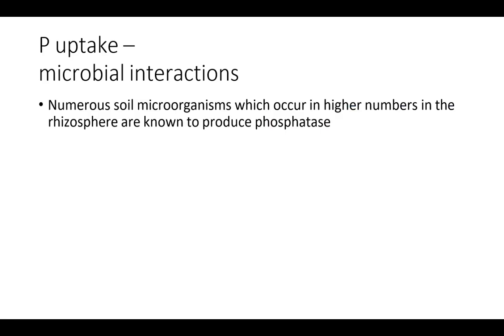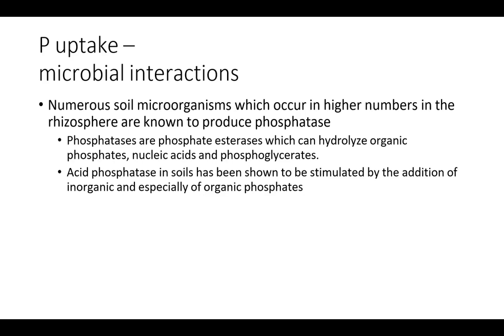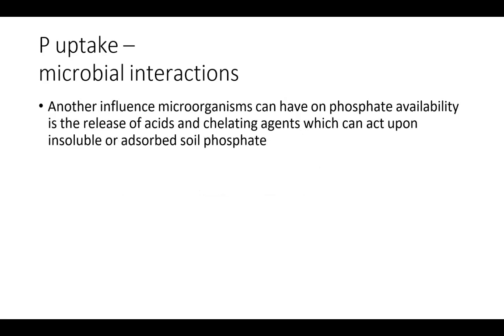Numerous soil microorganisms, which occur in high numbers in the rhizosphere, are known to produce phosphatase. Phosphatase is an enzyme that will help solubilize phosphate. Phosphatases are phosphate esterases which can hydrolyze organic phosphates, nucleic acids, and phosphoglycerides. Acid phosphatase in soil has been shown to be stimulated by the addition of inorganic and especially organic phosphates. They are quite important here. Another influence microorganisms can have on phosphate availability is the release of acids and chelating agents which can act upon insoluble or adsorbed soil phosphates. So microorganisms are quite important here.